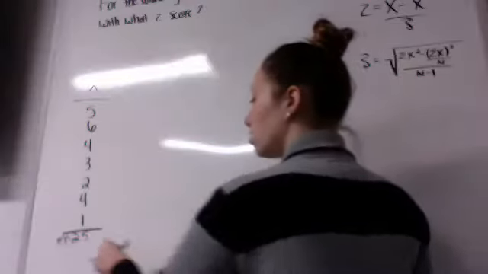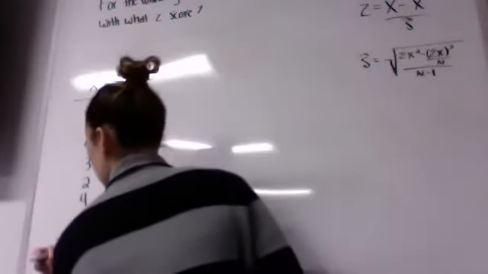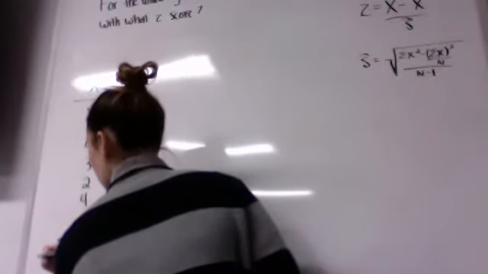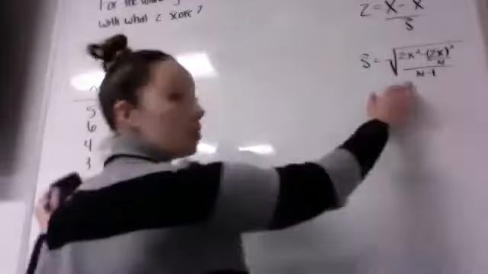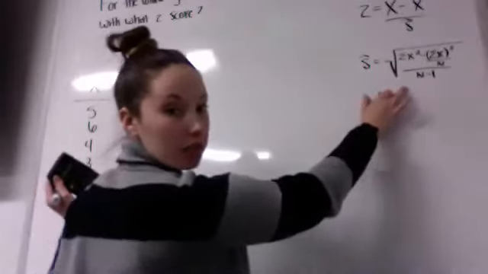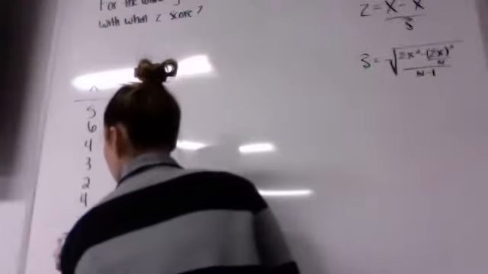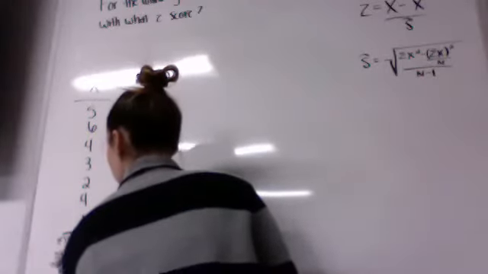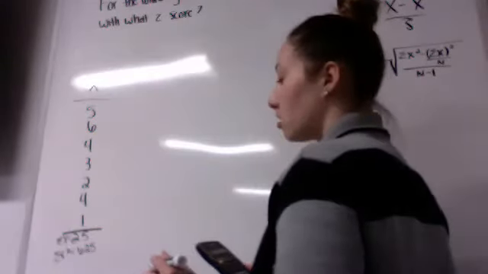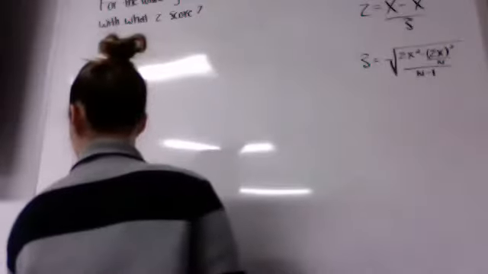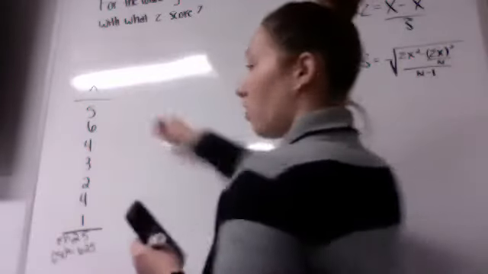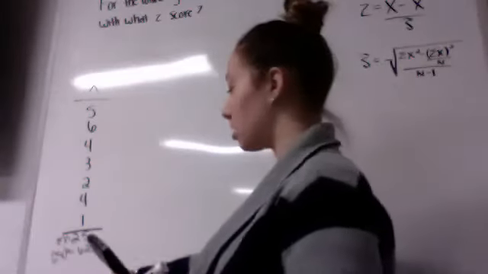Then we're going to square this number, because we're going to need that for our standard deviation formula here, to find our standard deviation. So we square our 25 and we get 625. So we've got the sum of our x's, then squared, which is 625.